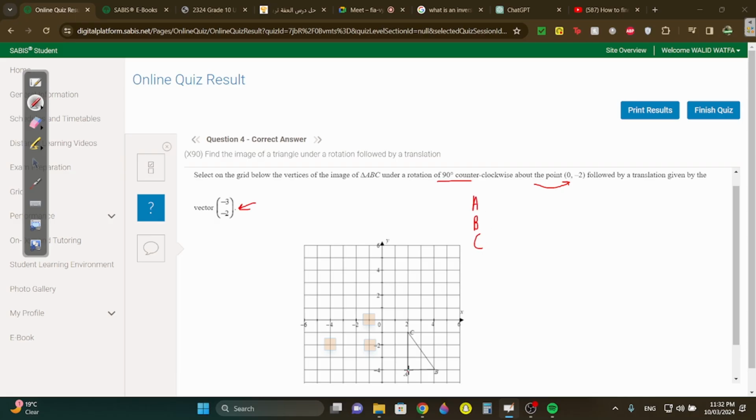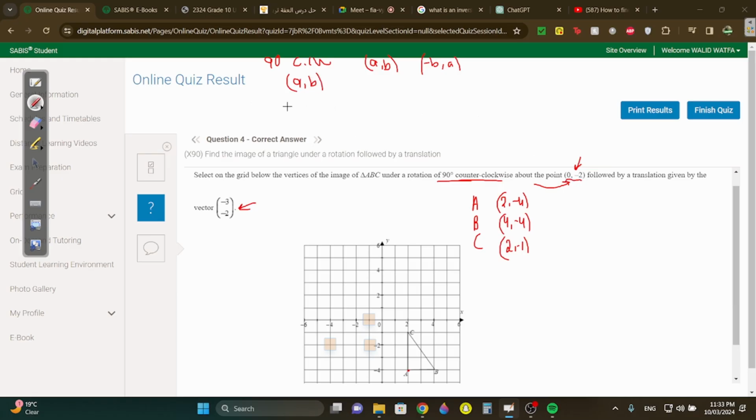A is at 2 comma negative 4. B is at 4 comma negative 4. And C is at 2, negative 1. Okay, we want to rotate it 90 degrees counterclockwise about the point 0, negative 2. What are the steps to rotate 90 degrees counterclockwise about a point? First, for 90 degrees counterclockwise, we said A comma B becomes minus B comma A. Can we solve if we don't have the A comma B? We need to find A comma B first, right? So it's about the point 0, negative 2.